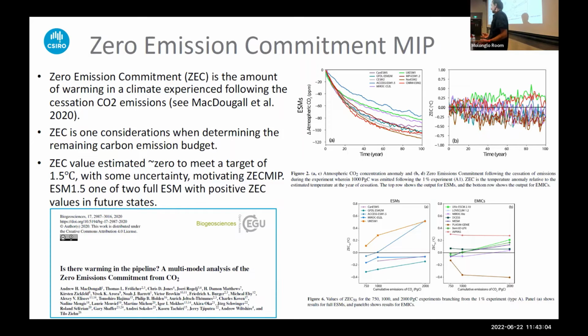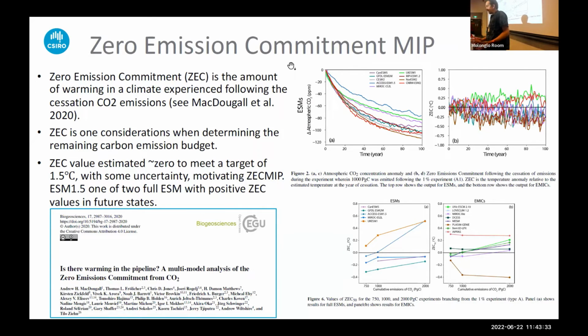And then also the question is, the ZEC was about 0 for a 1.5 degree target. What is it for other scenarios? And here is the paper by Jones et al. 2020 that collated those results. The example here is several ESMs that submitted to it, and the atmospheric CO2 drops.